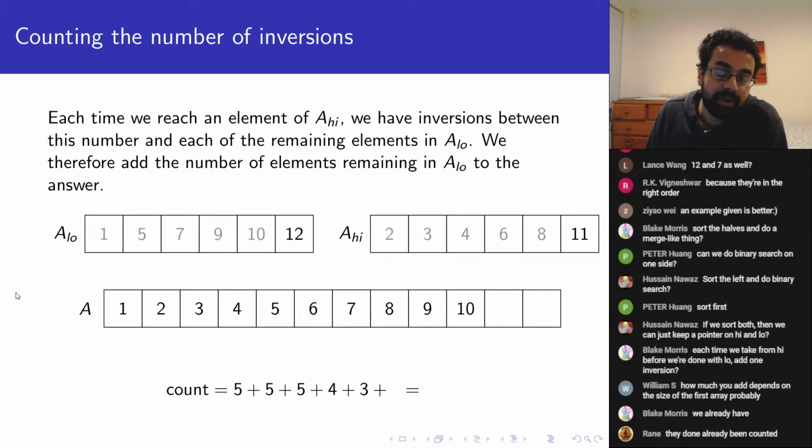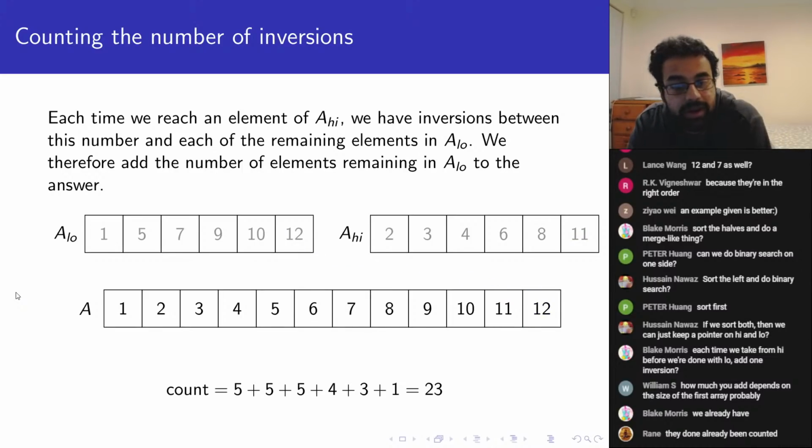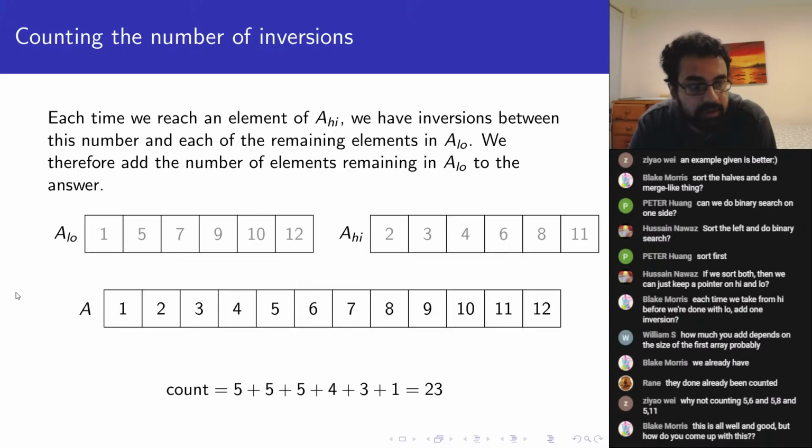And finally, comparing 11 and 12. The 11 wins, so the 11 is written in. It's in inversion with the 1 remaining item of A low, so we add 1 to the total. And finally, 12 is the last remaining, it just goes in. And so we counted a total of 23 inversions which crossed this partition. Note, this count doesn't include the inversions within A low or within A high. Those were counted at a deeper level of the recursion.